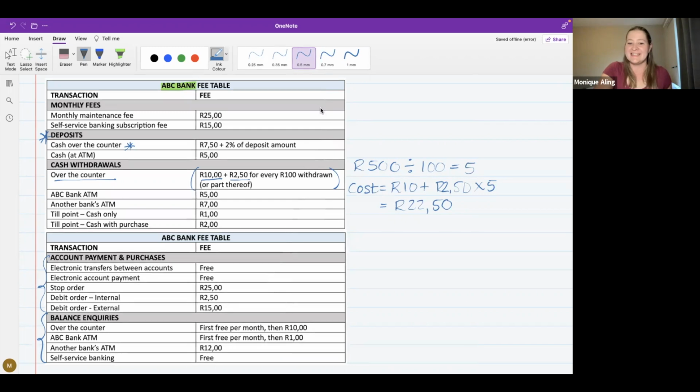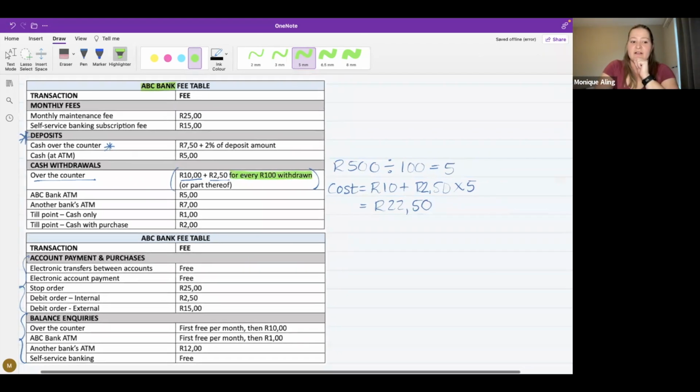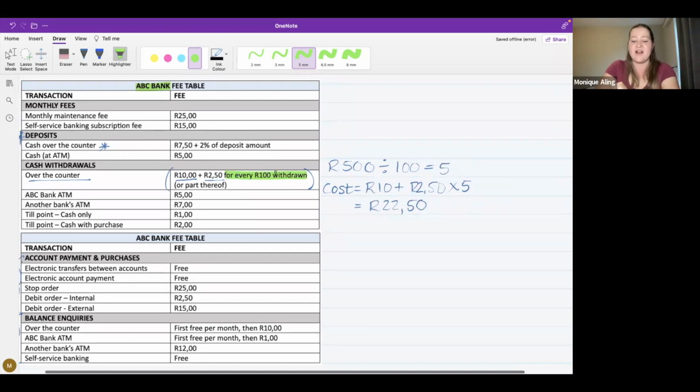Why are you dividing by 500 Rand? The 500 by 100? Okay, so because this part of the bank charges is 2.50 Rand for every 100 Rand withdrawn, but you're withdrawing 500 Rand. So you basically have 5 100s coming out. So it's 2 Rand 50, 2 Rand 50 times 5. Oh, okay, thank you. Yeah. So because it says for every 100 Rand, I basically divided by 100 to see how many hundreds form part of that, to see how many 2 Rand 50s we're going to get charged.